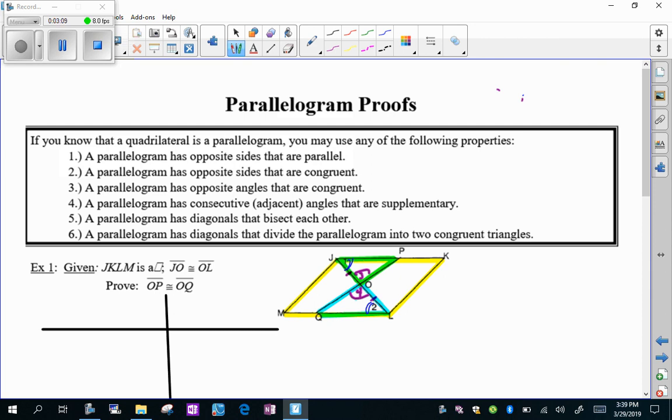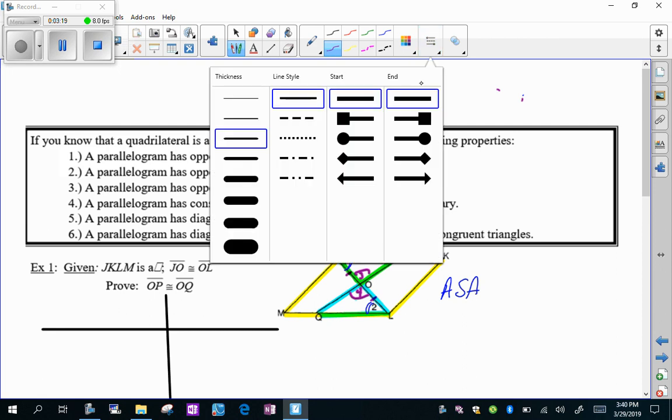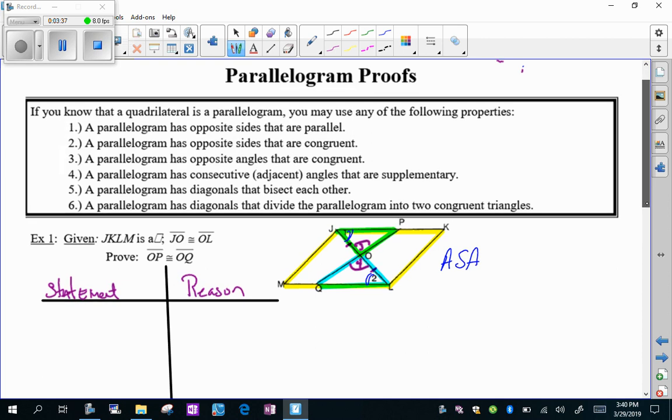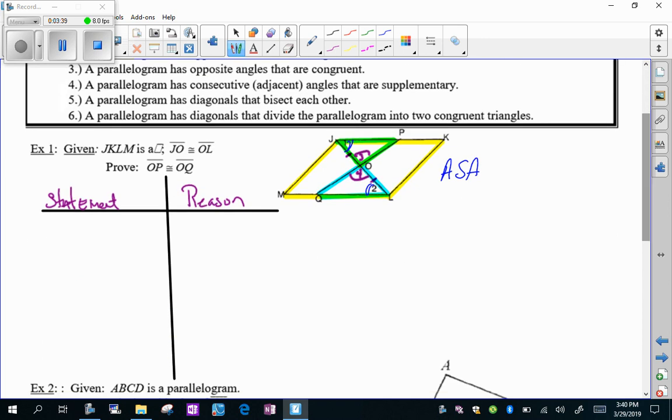So now I'm ready to write up my proof, because I'm going to prove that the two triangles are congruent through angle, side, angle. So I already have my bar set up. I'm going to do my statement and reason. All right, so I'm ready for my two-column proof. If you are a floater, if you like to float with the proofs, go right ahead.